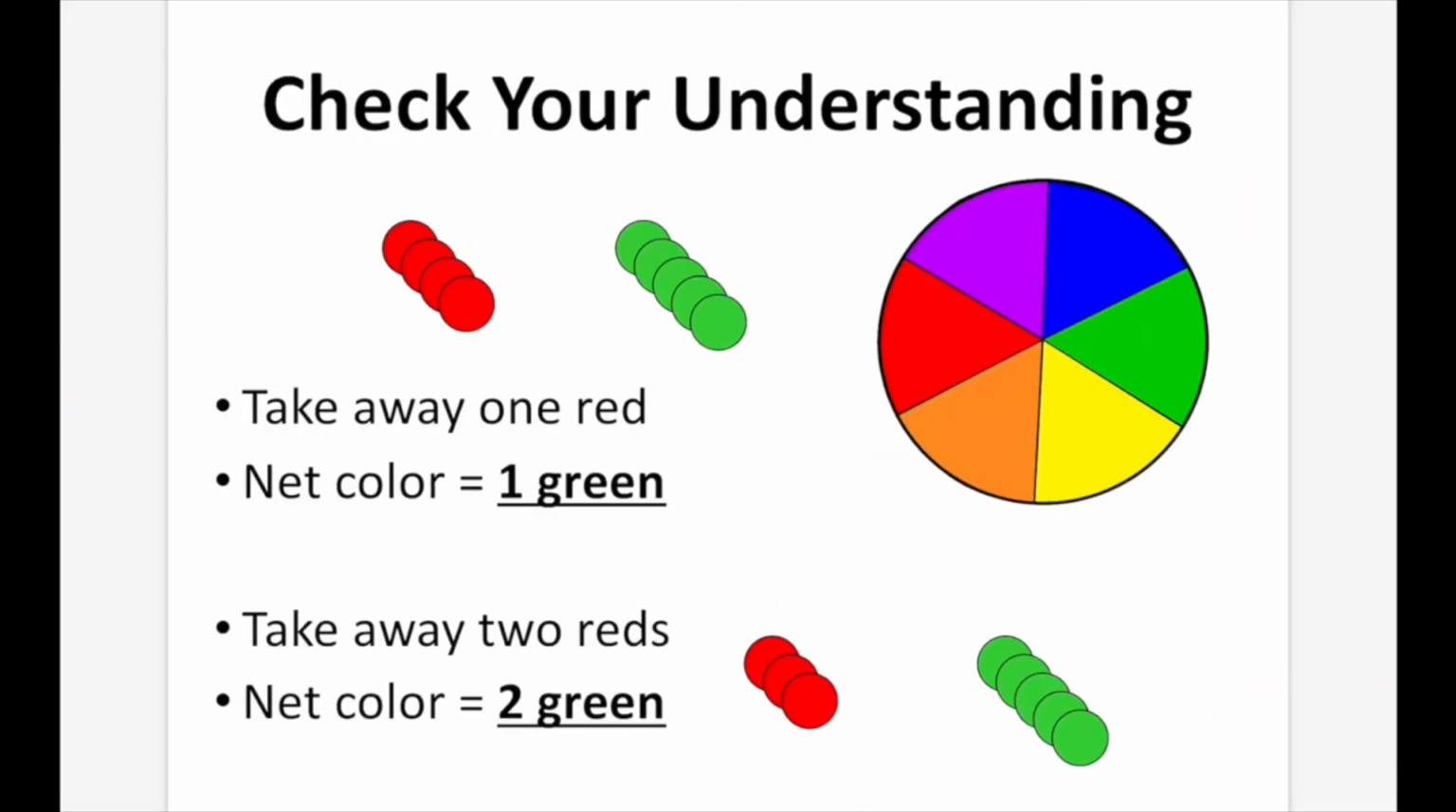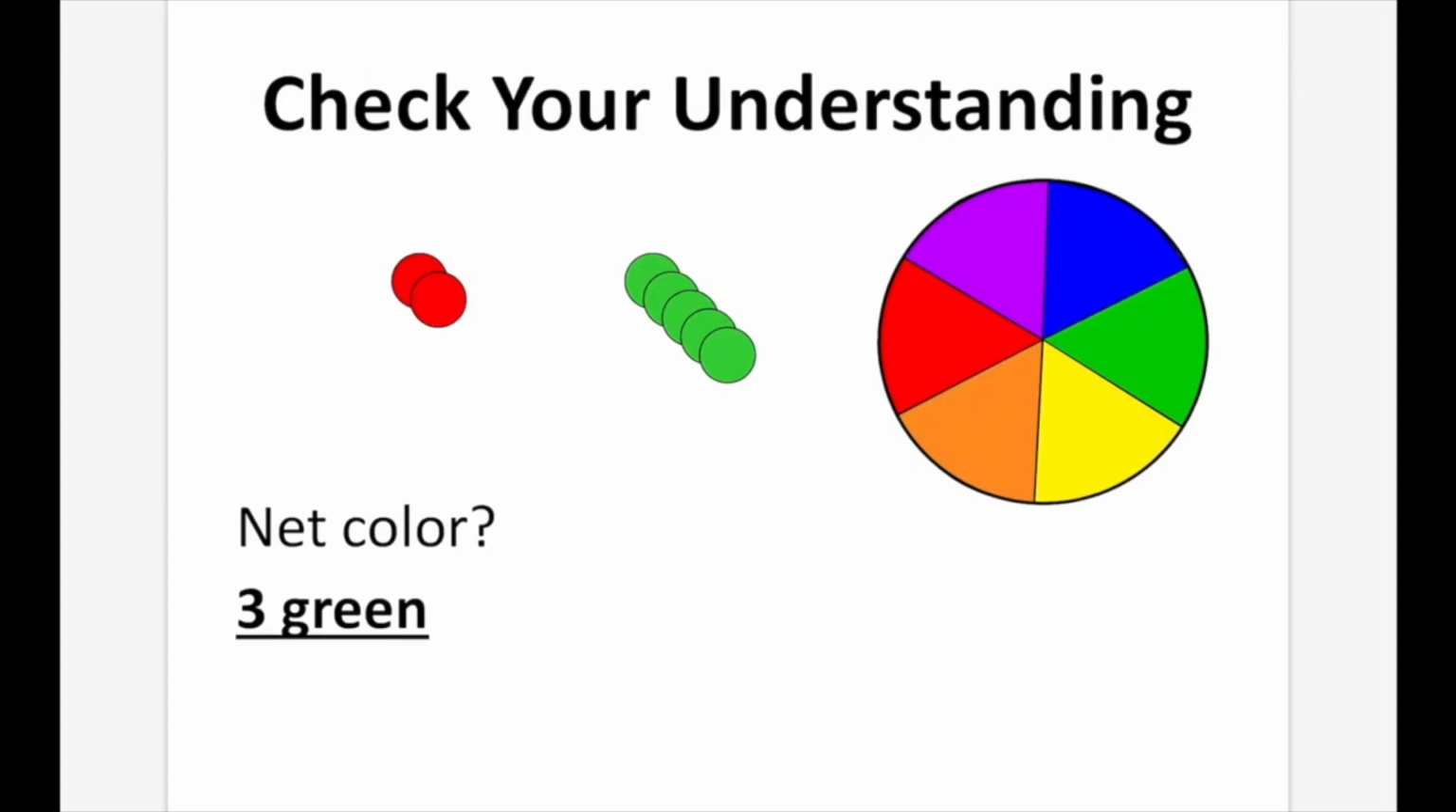Now, if we take away 1 red, our net color will be green. So you can see now we have 5 green, 4 red, so we're going to be plus 1 in the green section. If we take away 2 red, now we have 3 red and 5 green, and we're going to be plus 2 in the green section. Now, what's our net color here? Well, we're going to have 2 red, 5 green. So we're going to have a net color of 3 green. Now, this is going to be important in a moment.